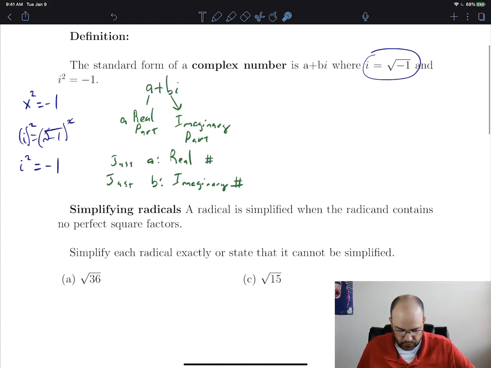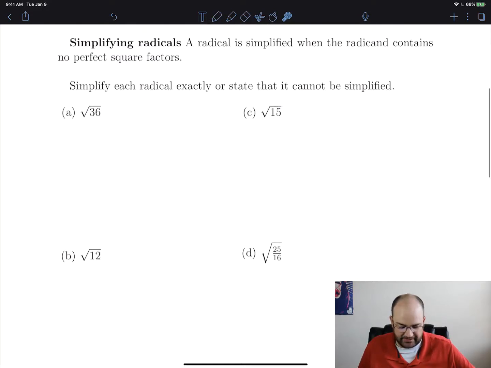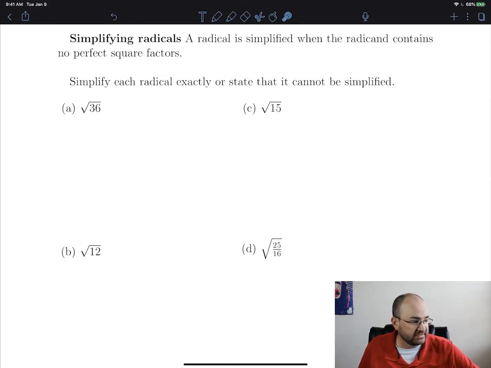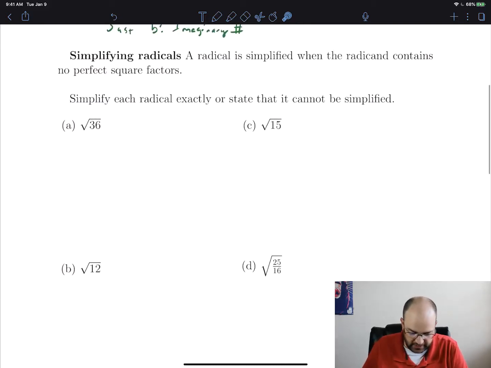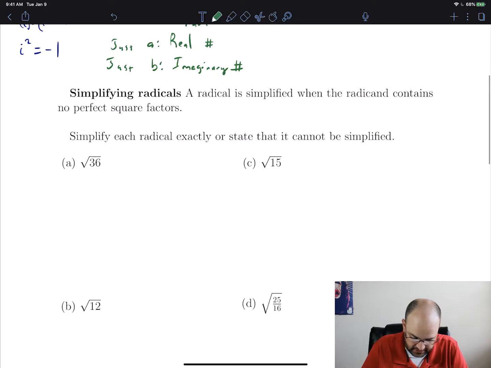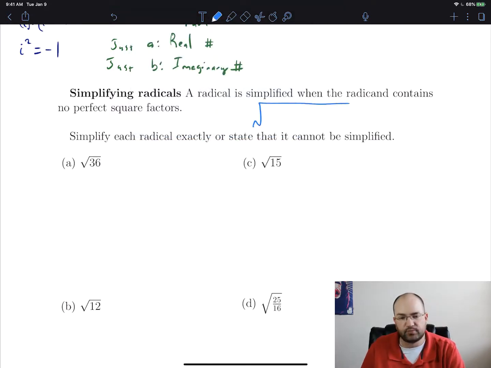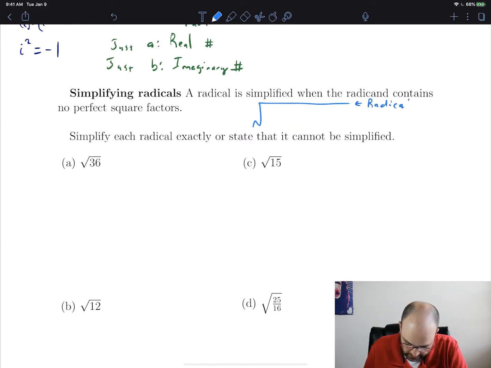All right. With this information, we're going to go ahead and simplify some radicals. Okay. So, a radical is simplified when the radicand contains no perfect square factors. And let's go ahead and talk about what a radical is. A radical is this symbol. So that right there is in fact a radical.